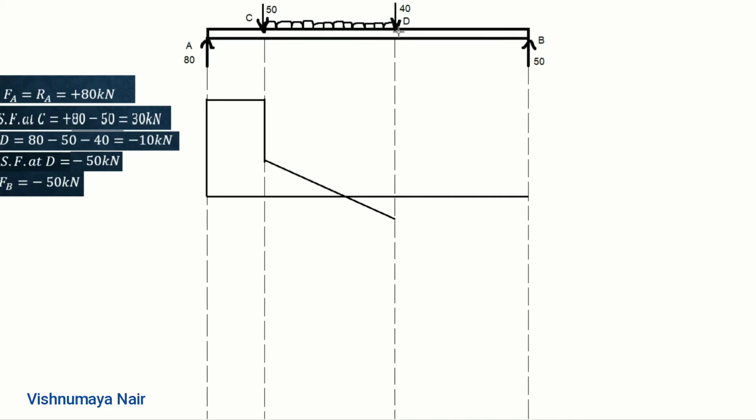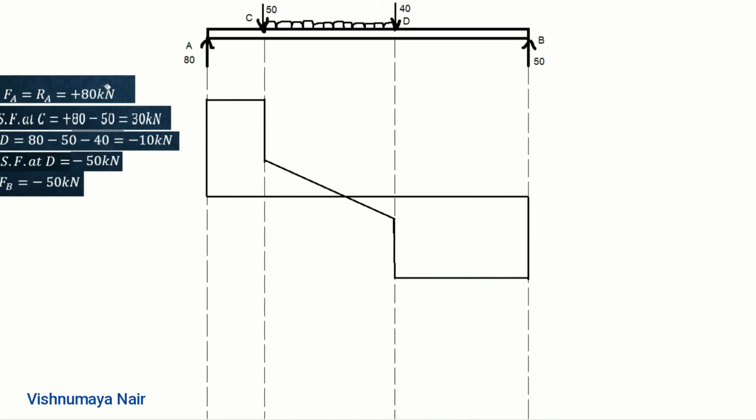But at the point D, we have a point load of 40 kilonewton, due to which this shear force of minus 10 kilonewton gets further reduced to minus 50 kilonewton. So we can mark this decrease using a vertical straight line downwards like this, so that this much is minus 50 kilonewton. Now this value of minus 50 kilonewton remains constant between the points D and B, and the shear force at B is minus 50 kilonewton. So this is the shear force diagram for this simply supported beam.